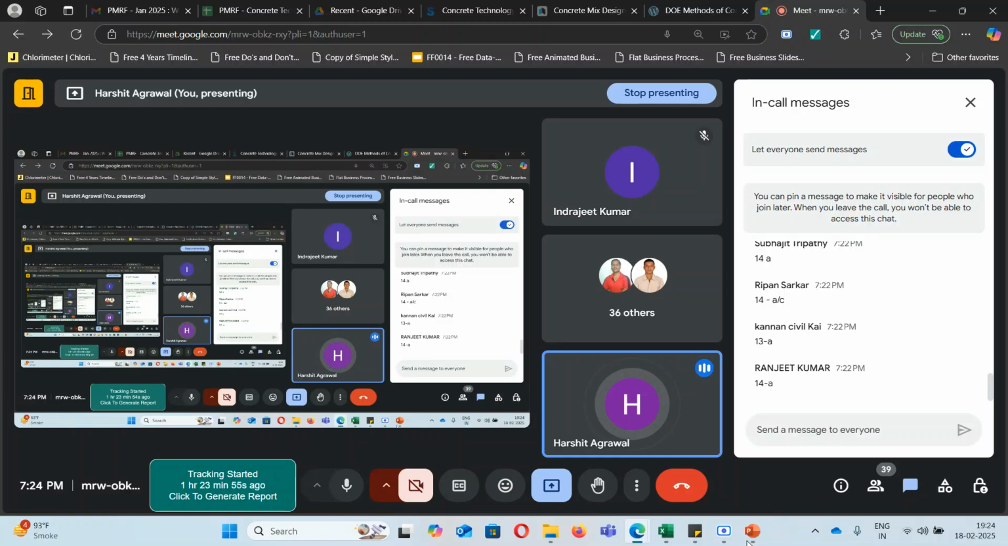So I request don't unmute and speak in between. If there is noise coming from your background, just keep yourself on mute.